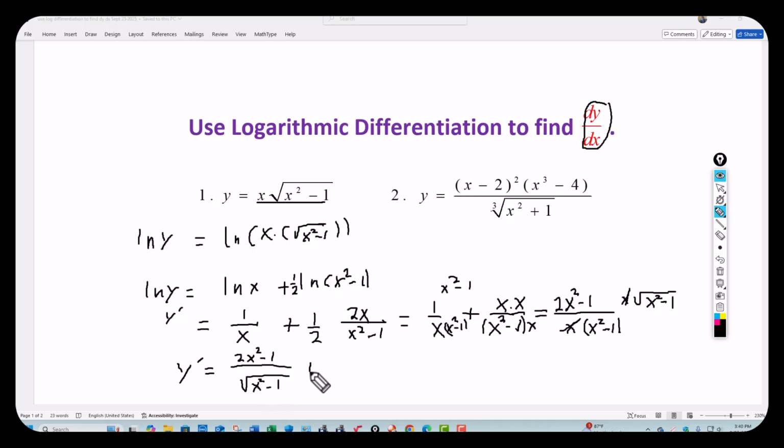So final answer then for this one, dy over dx, y prime, is equal to 2x squared minus 1 over the square root of x squared minus 1. That's the answer for the first one.